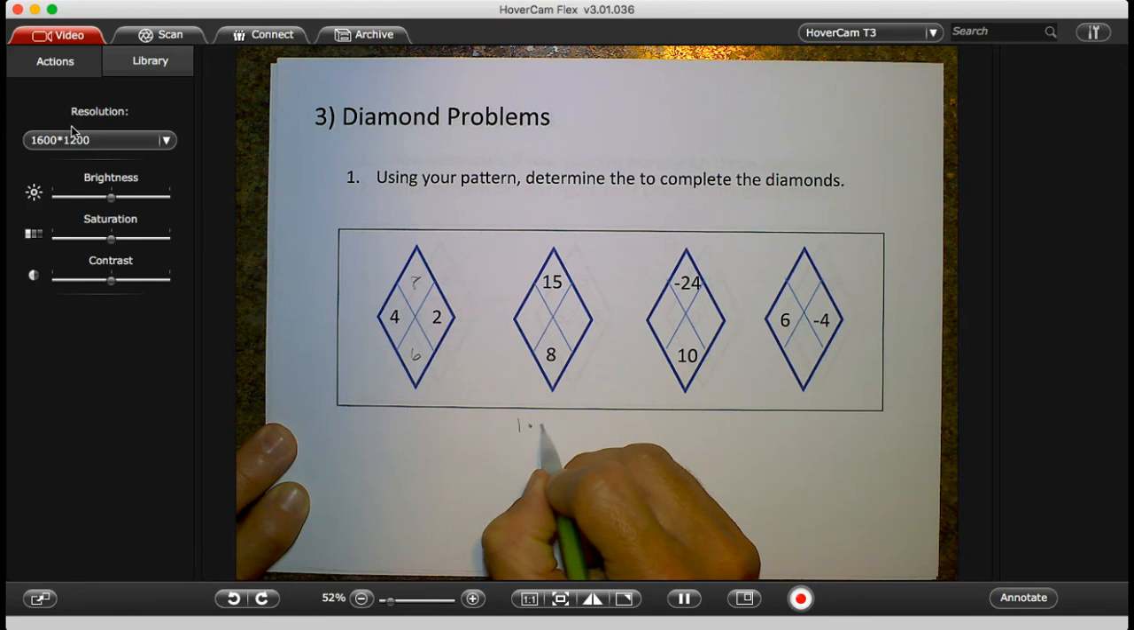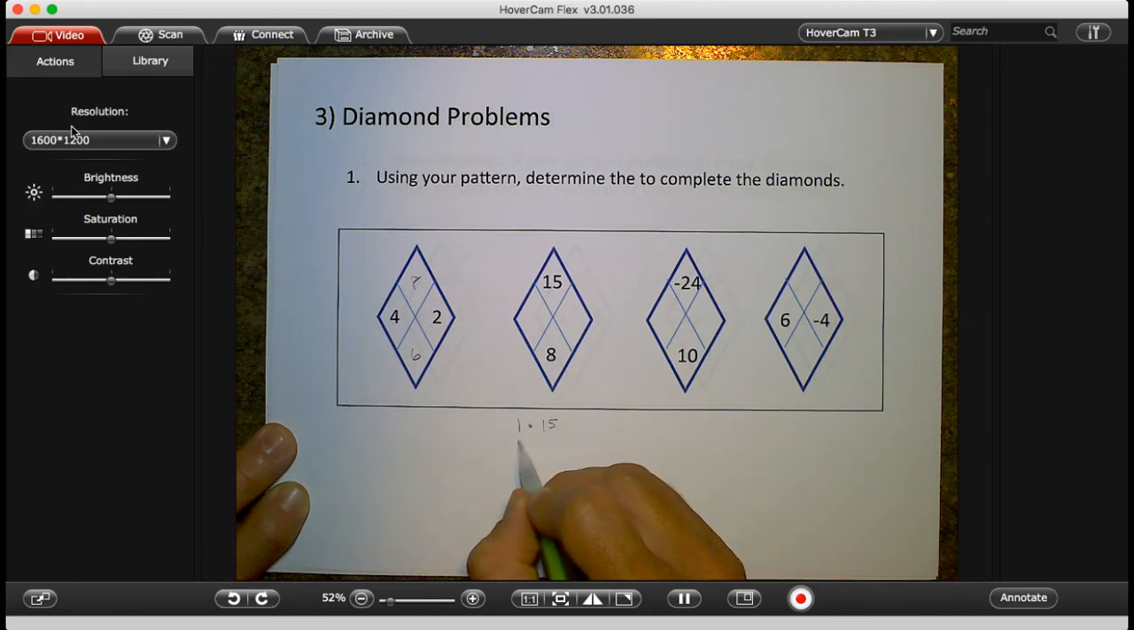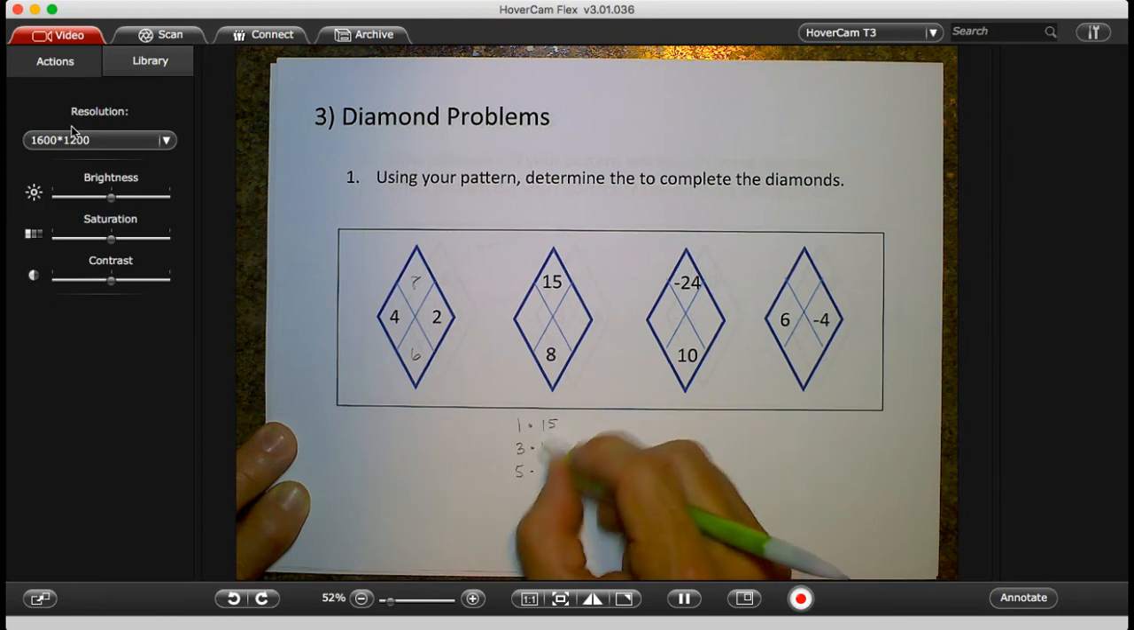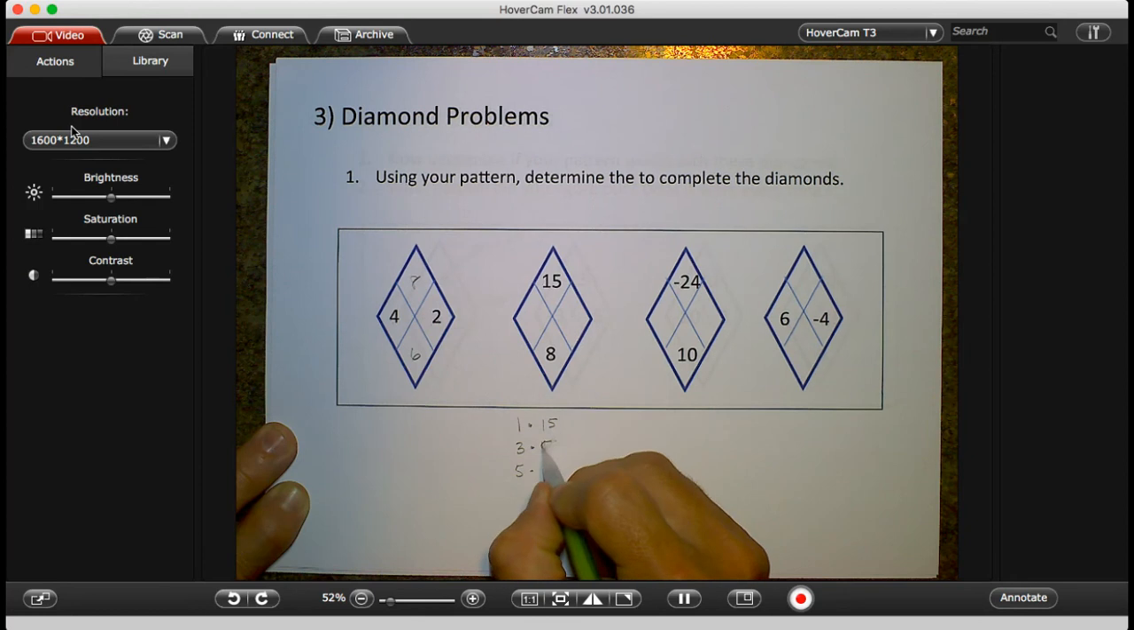So 1 times 15. Does 2 go into 15 evenly? No, it doesn't, but 3 does. 3 times 5. Does 4 go into 15 evenly? No, but 5 does. 5 times 3. And you'll know you're done when your numbers repeat themselves. 5 times 3 is the same as 3 times 5. So here are the factors of 15.